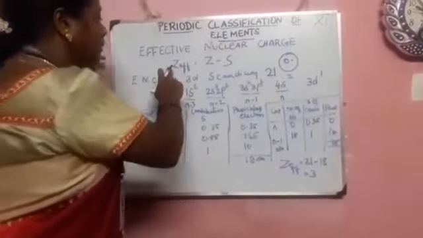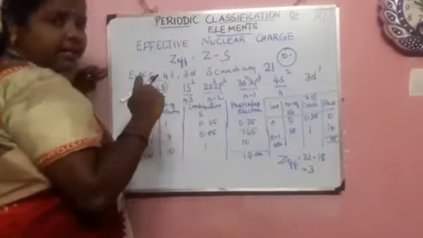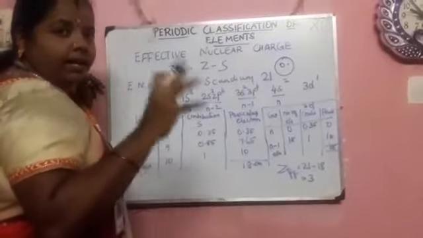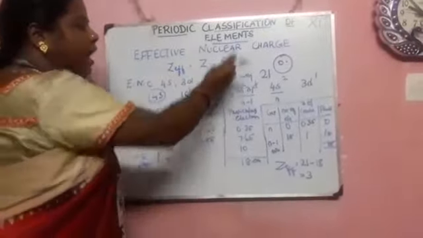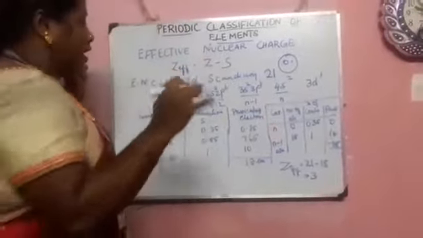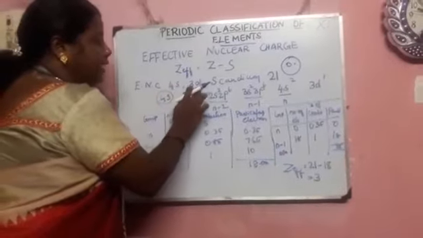The formula for effective nuclear charge is Z minus S, where Z is the atomic number and S is the screening constant, the contribution of the shielding electrons. Let's see an example of how to find it. Let's find the effective nuclear charge of 4s and 3d.